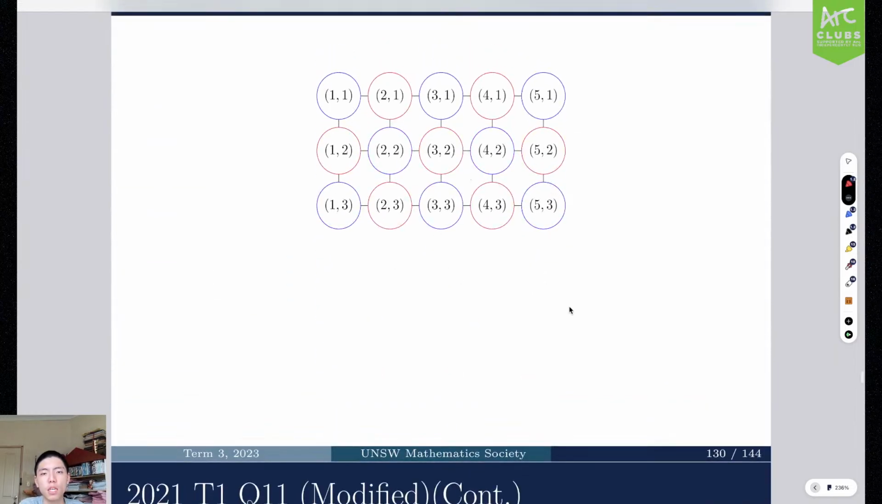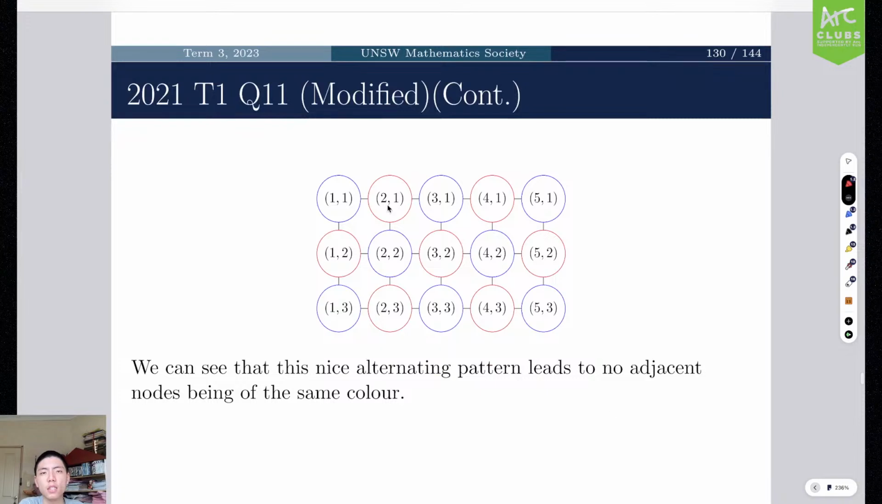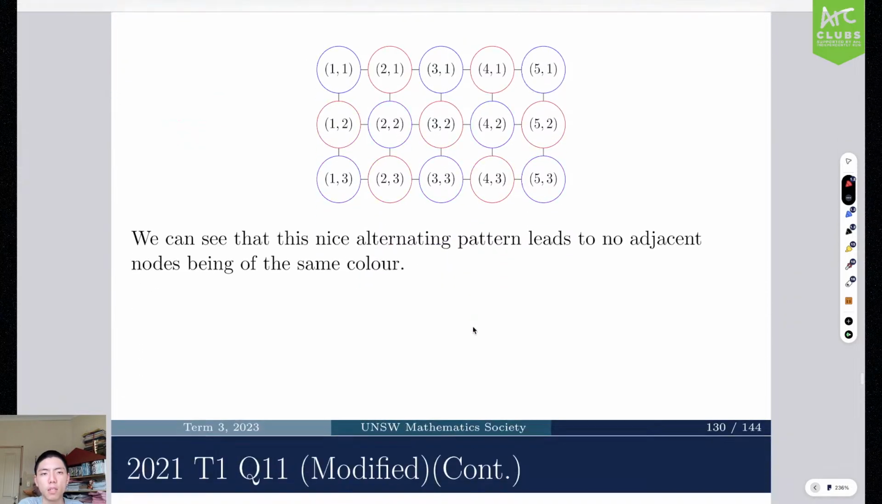Okay, so that is what we get. And so we can see that this adjacent coloring does not have any adjacent nodes being the same color. And so that makes it so that this graph is bipartite.